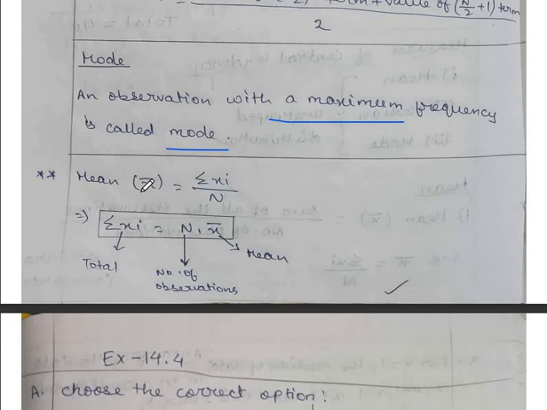Again, another formula: mean x bar you already got, sigma xi by n. Do the cross multiplication, sigma xi is equal to n x bar. Sigma xi means total, n is number of observations, x bar means mean. Suppose in the question the number of observations and mean both are available and you are searching for sum or total, then you can use the formula sigma xi is equal to n x bar.